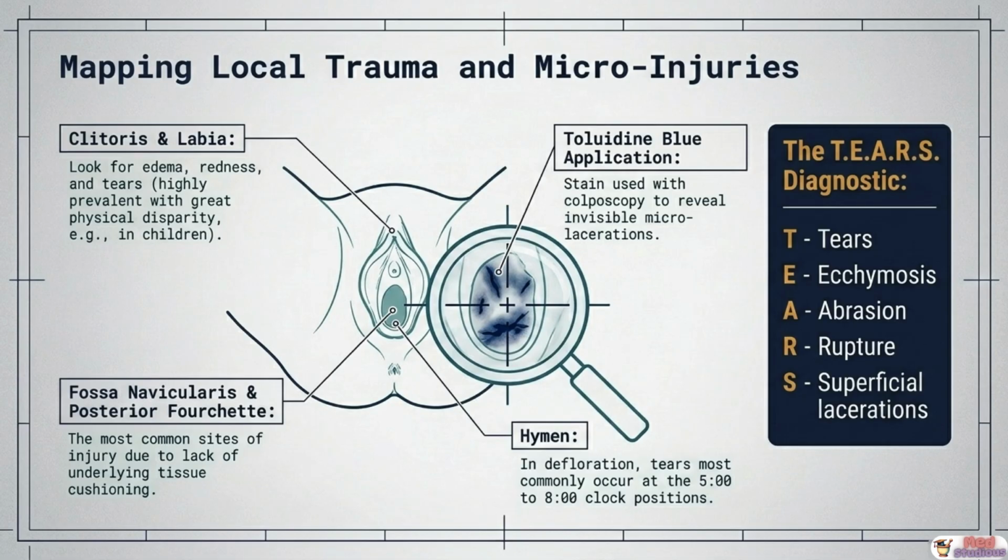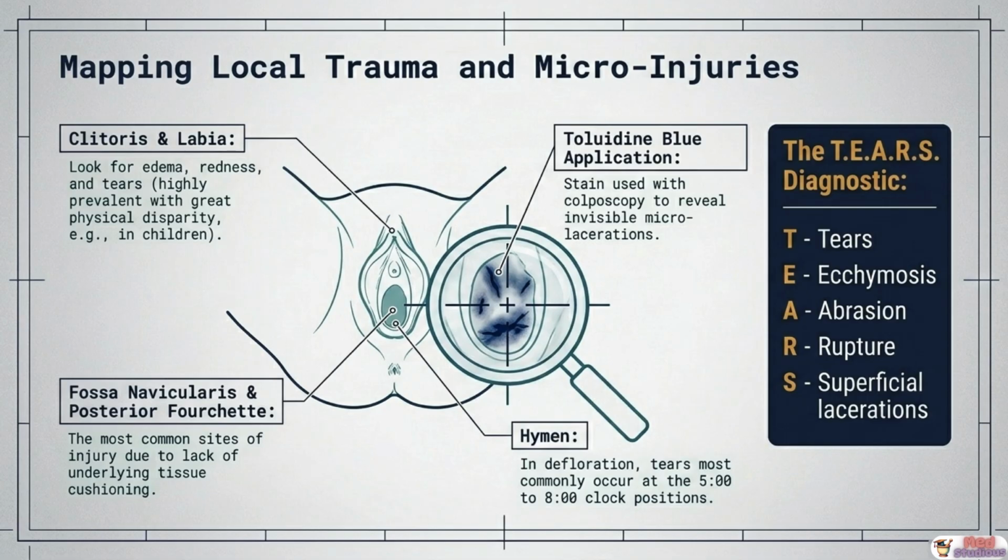The hymen is carefully examined, with tears and defloration most characteristically occurring at the 5 o'clock to 8 o'clock positions of the clock face reference system, corresponding to the posterior half of the hymeneal ring where tissue is thinnest.